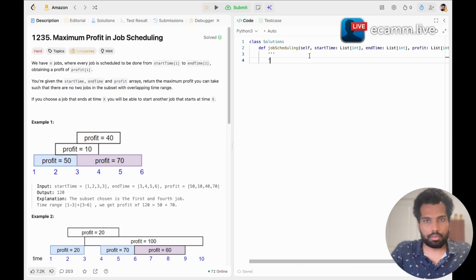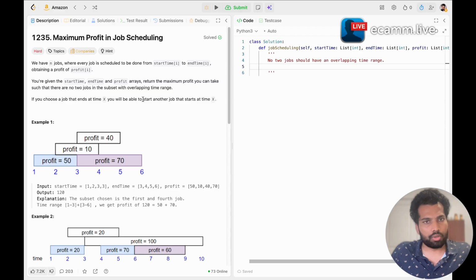Okay, so this means that no two jobs should have an overlapping time range. Let's write that here. No two jobs should have an overlapping time range. And it says if you choose a job that ends at time x, you will be able to start another job that starts at time x. Let me read that again. If you choose a job that ends at time x, you will be able to start another job that starts at time x.